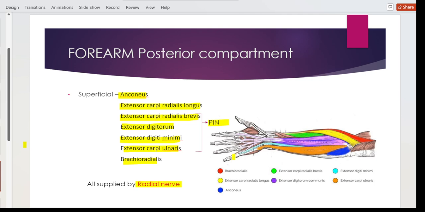And this is the one which is going towards the little finger. That's why it is the extensor digiti minimi. And on the ulnar side, this muscle is the extensor carpi ulnaris, and the smaller one is the anconeus. All are the superficial layer muscles supplied by radial nerve, and the four, that is extensor carpi radialis brevis, digitorum, digiti minimi, and carpi ulnaris, are all supplied by posterior interosseous nerve.